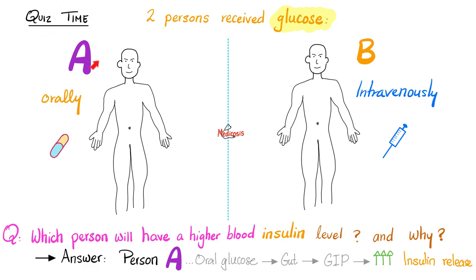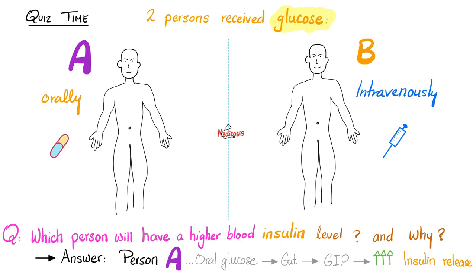Let's start by answering the question of the previous video. Two persons, A and B, received the same amount of glucose. Person A received it orally, but person B received it intravenously. The question is, which person will have a higher blood insulin level? And the answer is person A.